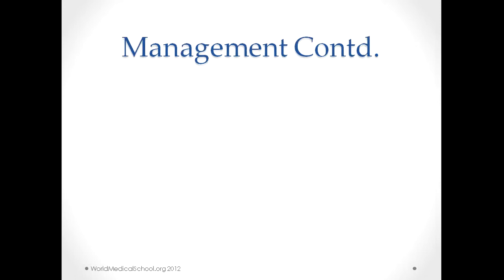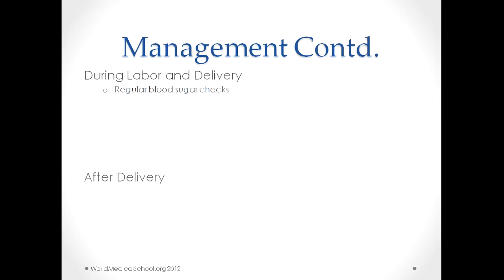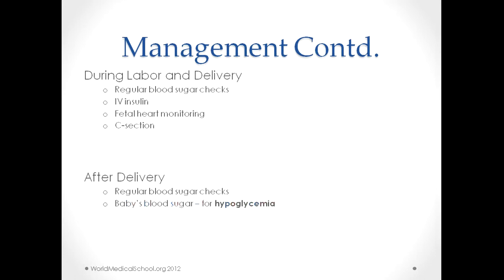It is important to do regular blood sugar checks during labor and delivery. If glucose is found to be high, IV insulin can be given. Fetal heart monitoring should be done to monitor decelerations, and if late decelerations are seen, an emergency C-section can be done. Even after delivery, regular blood sugar checks should be done. Hypoglycemia is a big concern in the baby, so this should be monitored as well.